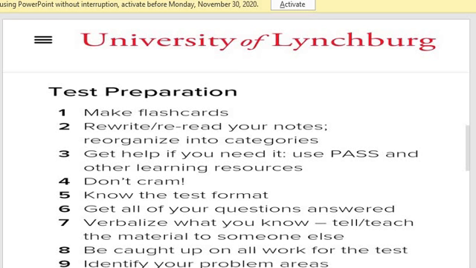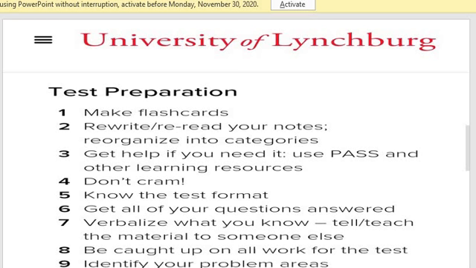Next is get help if you need it. Okay, that is very important point. Don't shy to get help. Whenever you struggle and you need help, ask for it. Go for it. Don't shy. That will help you in future. जब आप shy करेंगे help लेने से, then you will not be able to do what you are going to do.